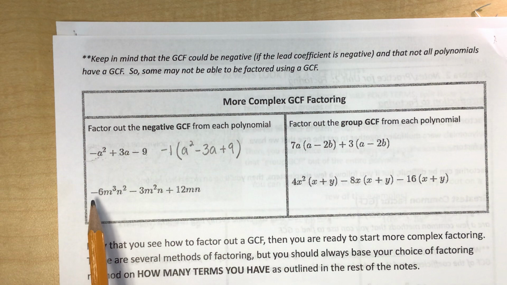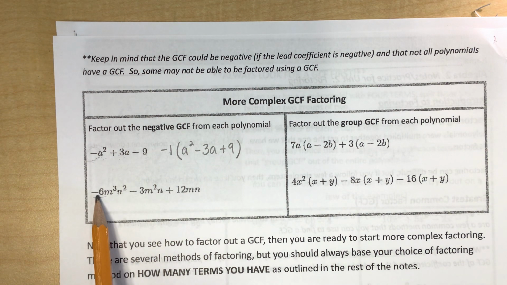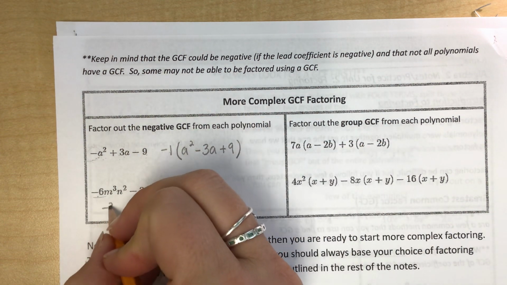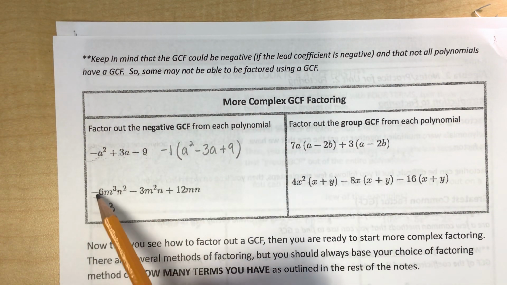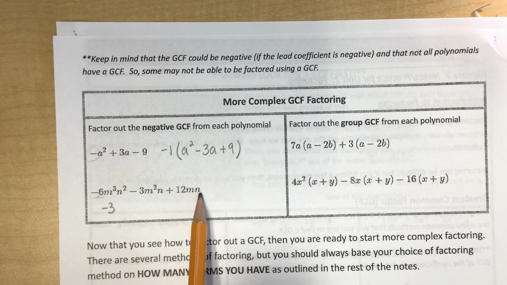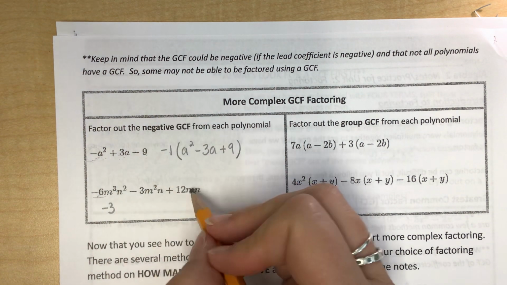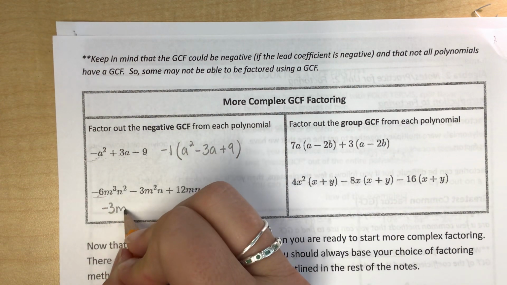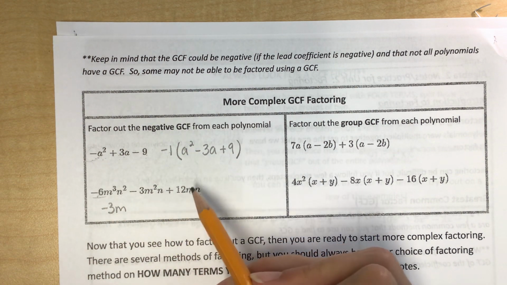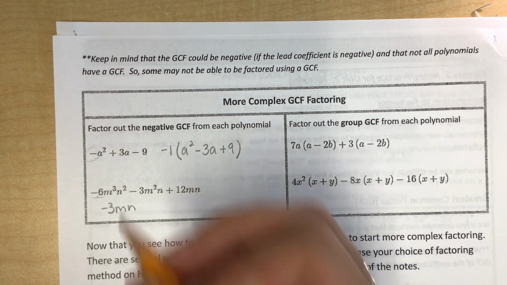So here, I have a -6, so I know I'm pulling out a negative. I have 6, 3, and 12, so I can pull out a 3. I'm pulling out -3 because my first term is negative. First term negative, negative comes out. Then mn, mn, mn. I have m to the third, m squared, and just m. Again, we take the lowest exponent. n squared, n, and n. The lowest exponent is just 1, so that would be n.